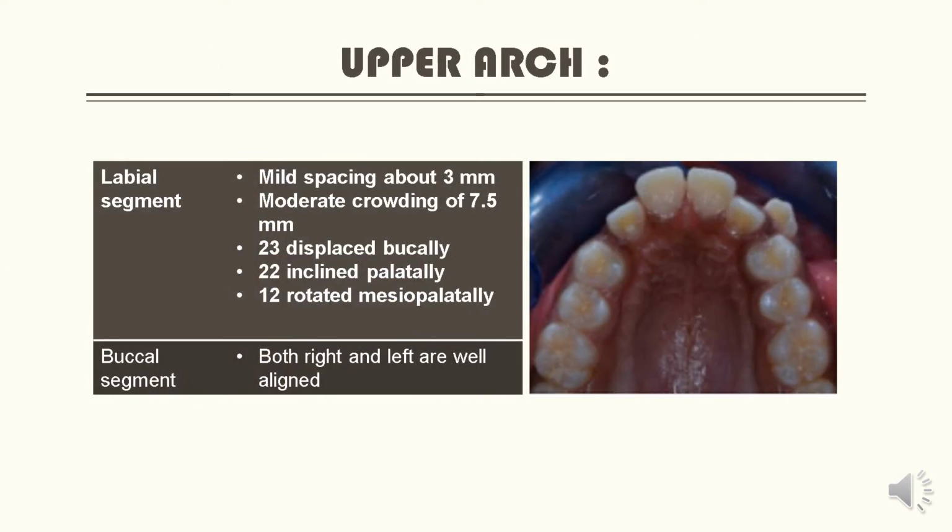This is the intraoral view of the upper arch. For the labial segment of the upper arch, there is mild spacing of about 3 mm and moderate crowding of 7.5 mm, with 2/3 displaced buccally, 2/2 inclined palatally and 1/2 rotated mesiopalatally. For the buccal segment, both right and left are well aligned.